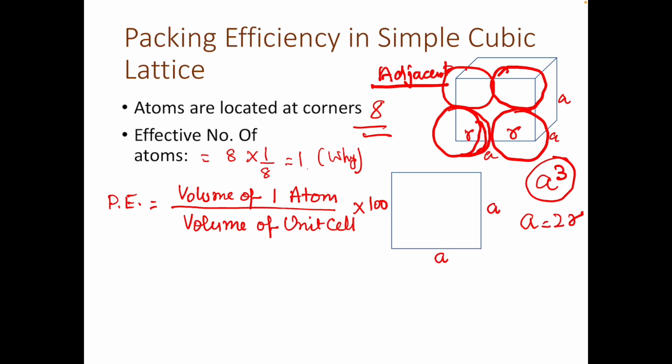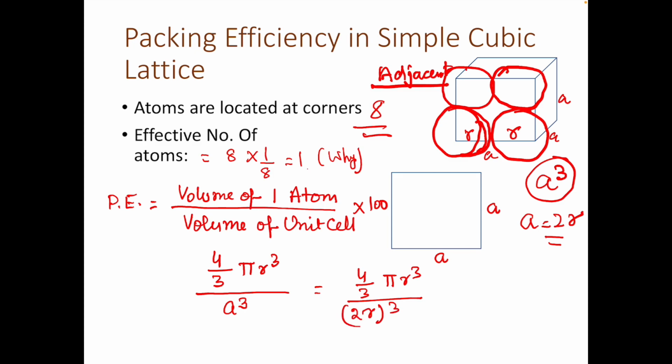And the volume of one atom is 4 by 3 pi R cube. This is the formula for the volume of spherical bodies. Since the atom is spherical, its volume is 4 by 3 pi R cube. And the volume of a unit cell is A cube. Now if we calculate it further, it will be 4 by 3 pi r cube divided by A cube, where A is equal to 2r, so 2r cube, into 100.